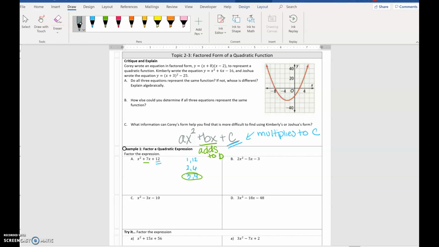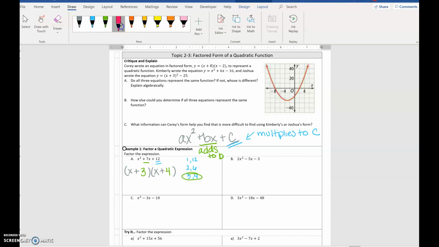When I'm factoring this, I'm looking for x and then, in parentheses, x. Since we have two plus signs here, these are both going to be addition. Then 3 and 4 is what goes inside. A positive 3 and a positive 4 add to positive 7. So this right here is our answer.